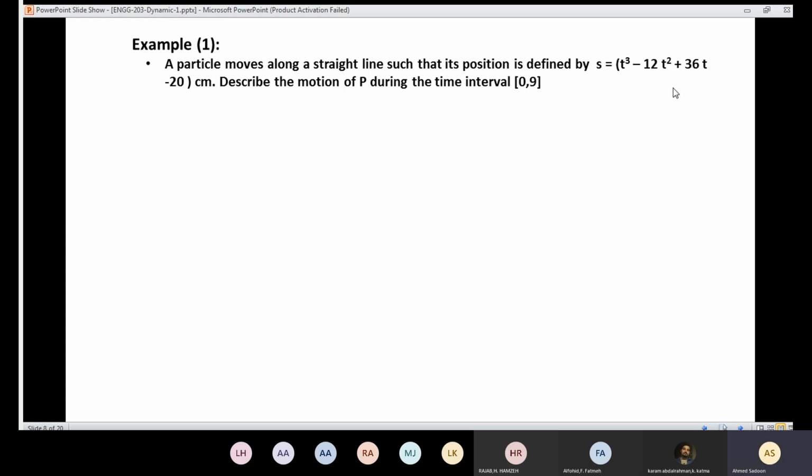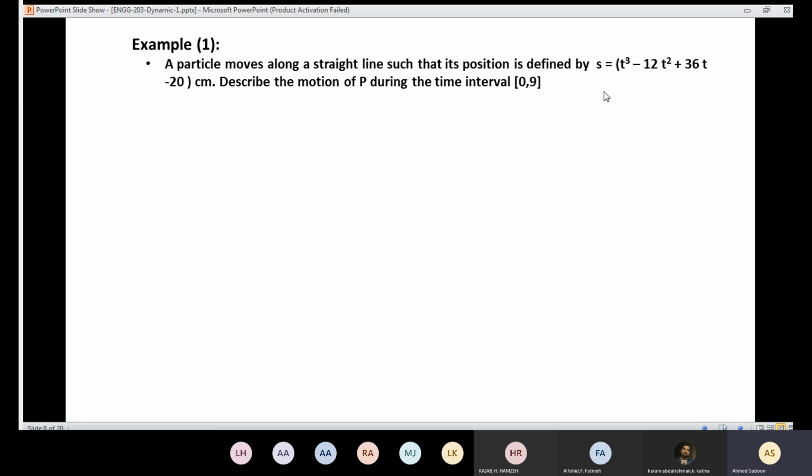So using this equation, we can describe the position of that particle. And also we need to know the time interval. He says that the time interval is between 0 and 9, and he wants to describe the motion of that particle during that interval. To describe the motion, I need to know the position, the velocity, and the acceleration. Here I have only the position.